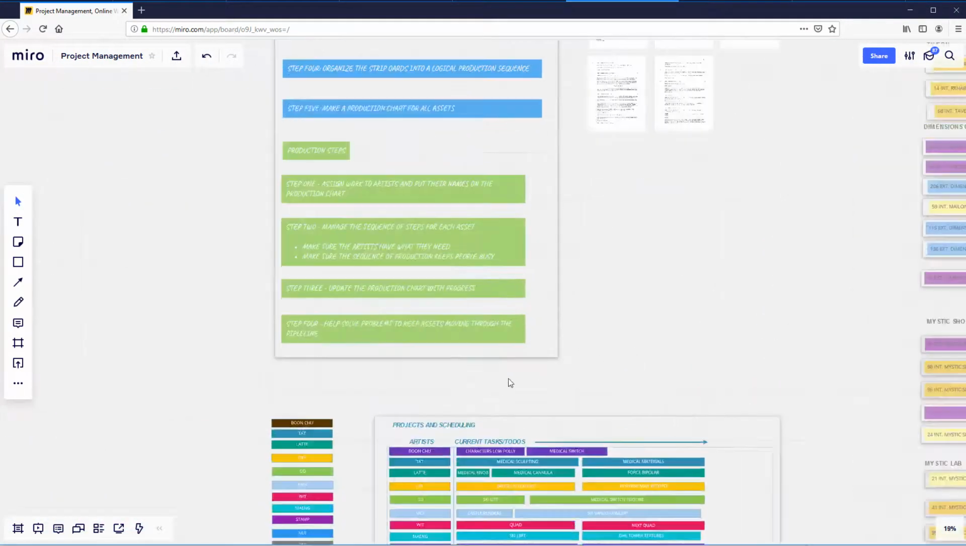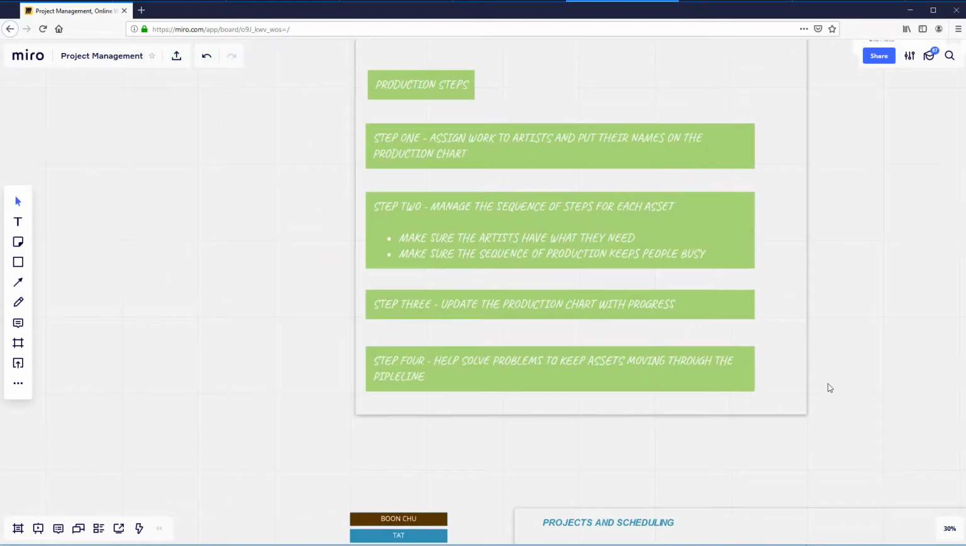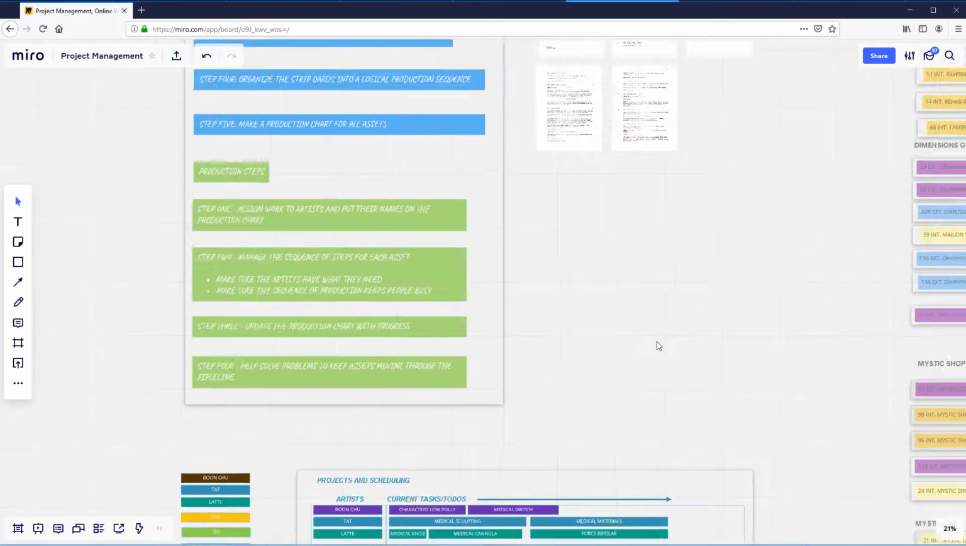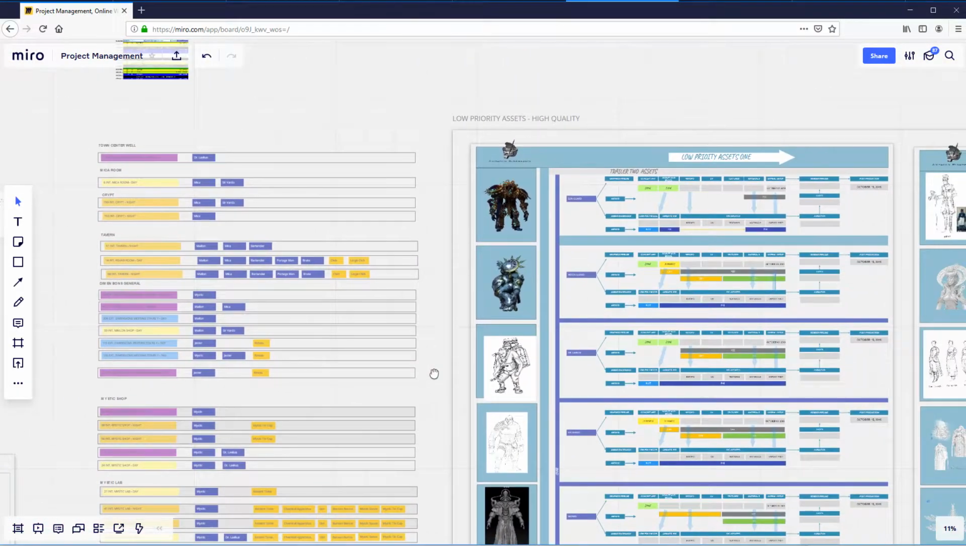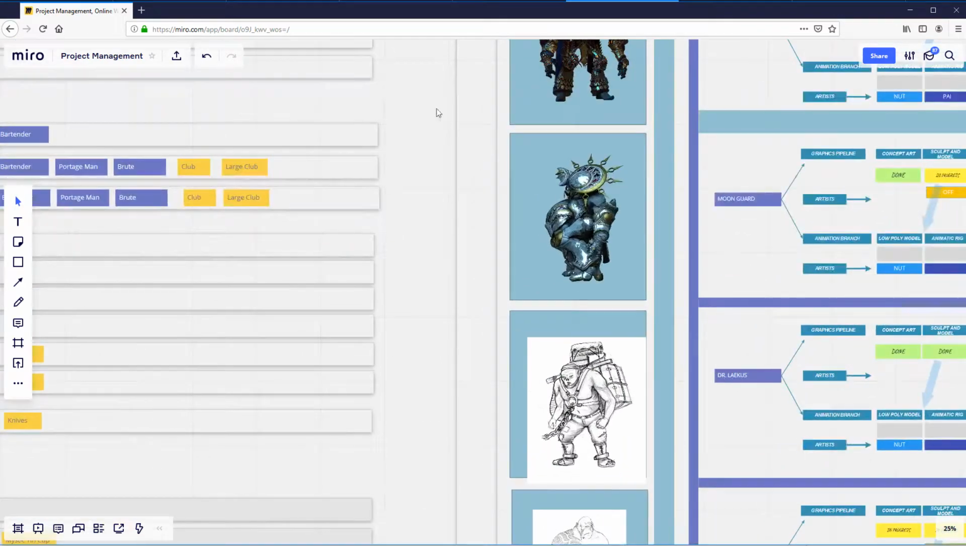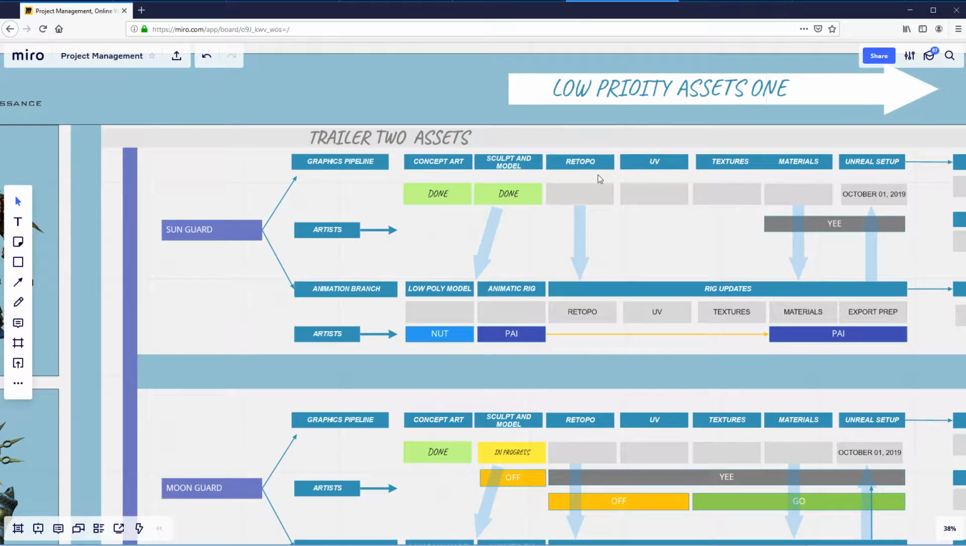That's important. And then step 4 is help solve problems to keep assets moving through the pipeline. What I mean by that is there are a lot of things that can occur. And I think I mentioned this in the first video. But if we look closer at this pipeline, you realize that each one of these steps is broken down into a skill. It's not only a step in the process; it's a specific skill.